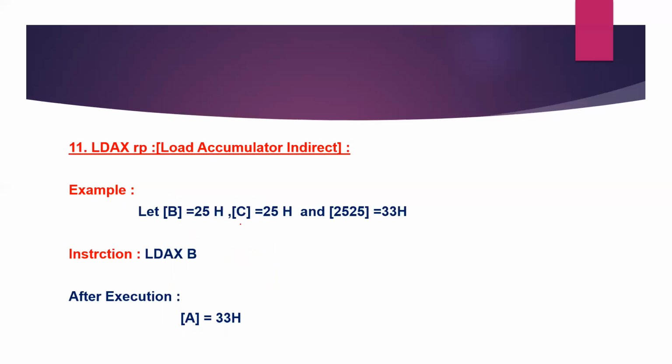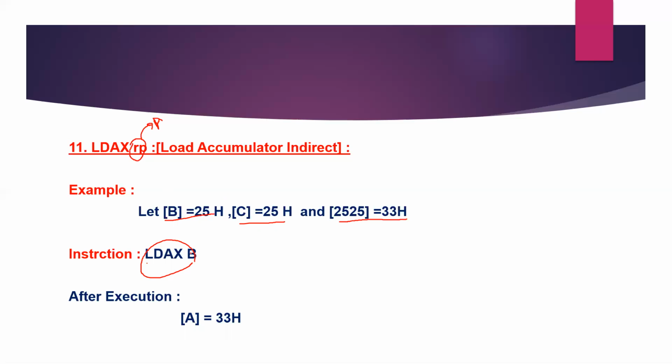Now next is LDAX Rp, that is load accumulator indirect. In this instruction, the content of the memory location whose address is stored in the register pair is loaded into the accumulator, and the content of the memory location remains unchanged. The register pair can be B and C or D and E. For example, let B equal 25, C equal 25, and memory address 2525 equal 33H. The instruction is LDAX B.